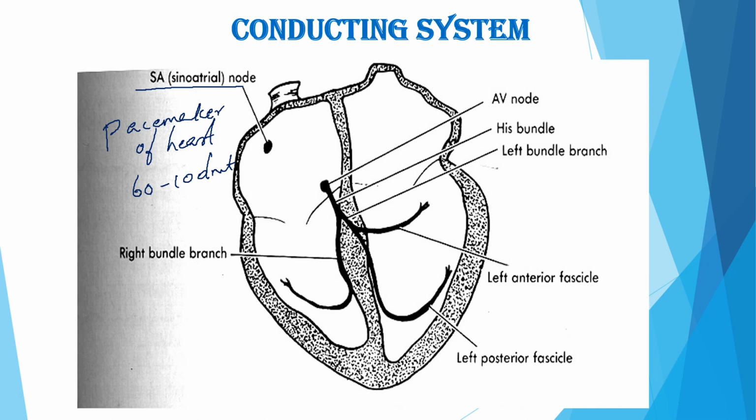The impulses generated in the SA node are further moved on to the AV node, that is the atrioventricular node. Further it is conducted to the bundle of His, then the left and right bundle branches. Then the left posterior fascicle, otherwise we call Purkinje fibers, which enter the myocardium. This is the anatomical pathway of the conducting system.